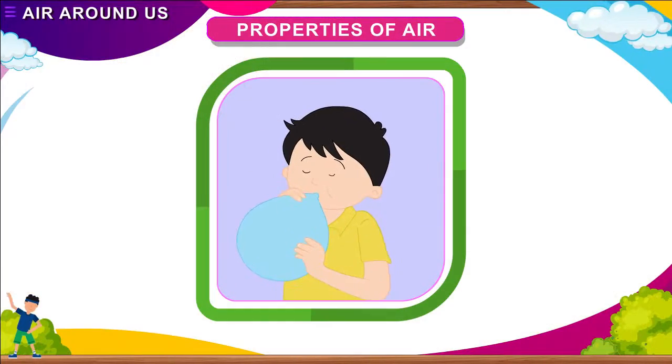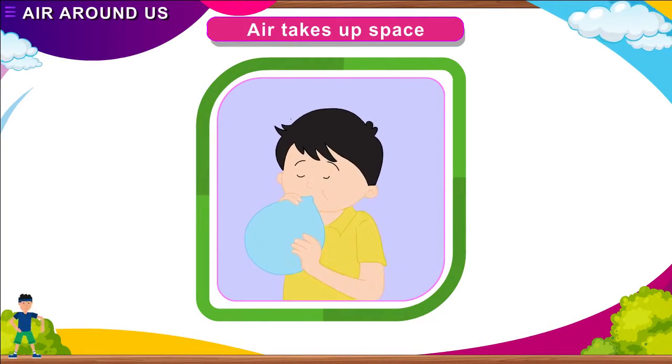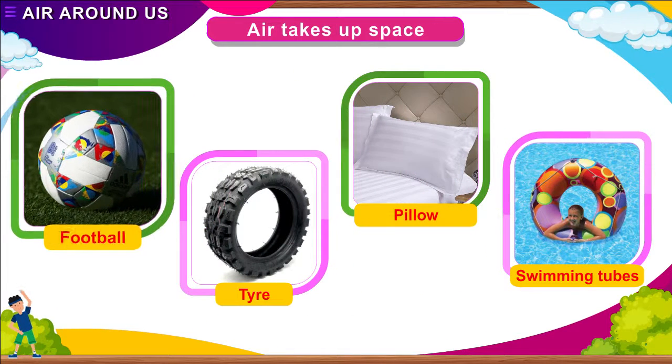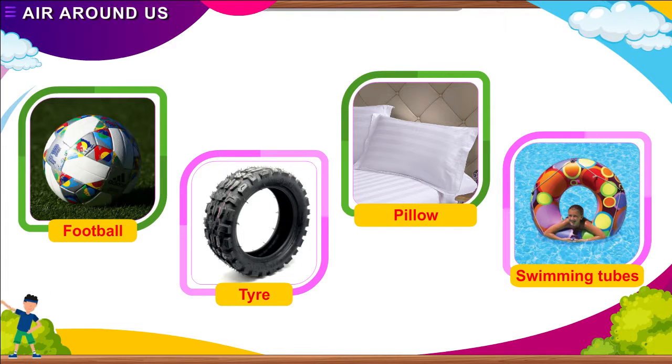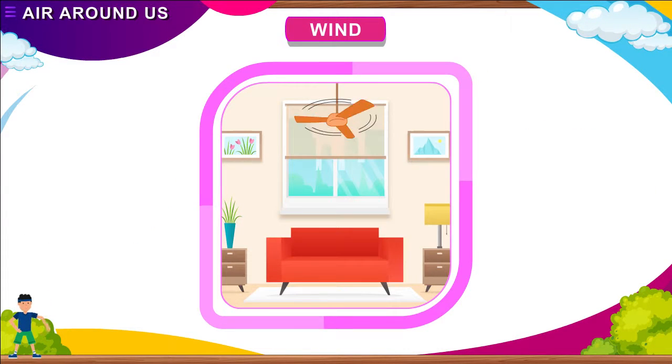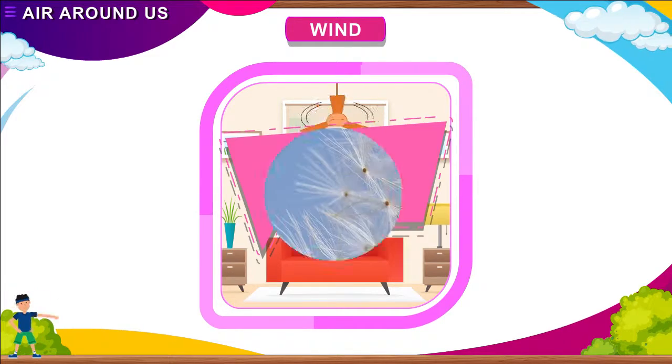Properties of air. Air takes up space. Air can be filled in footballs, tires, pillows, and swimming tubes. Wind. We cannot see air, but when it moves, we can feel it. The moving air is called wind.